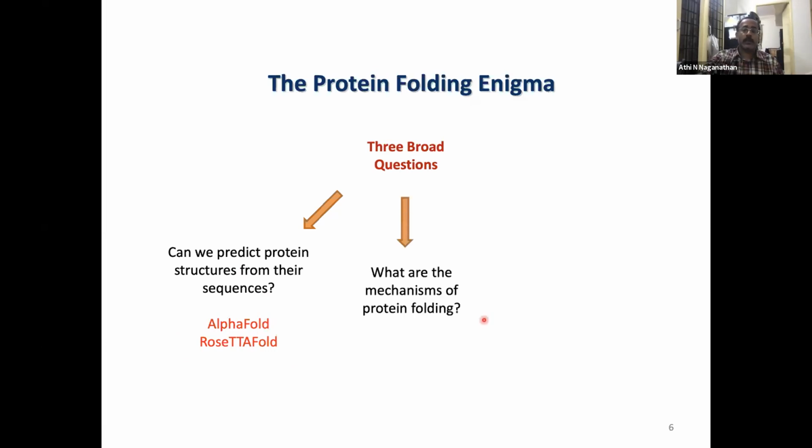The next question is, what are the mechanisms of protein folding? Now you have this polymeric chain. So what are the different routes this polymeric chain takes to fold into the native structure? For example, you can imagine that you're starting off from the IIT main gate and you want to reach the Besant Nagar beach. How many different routes are there for you to reach the Besant Nagar beach?